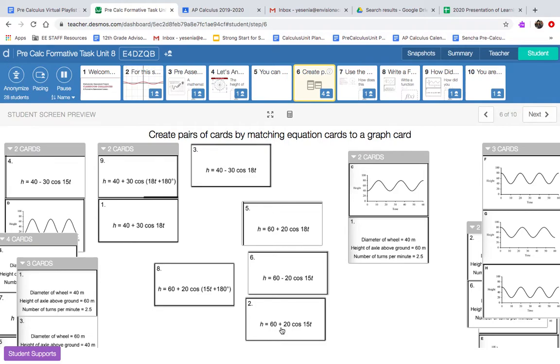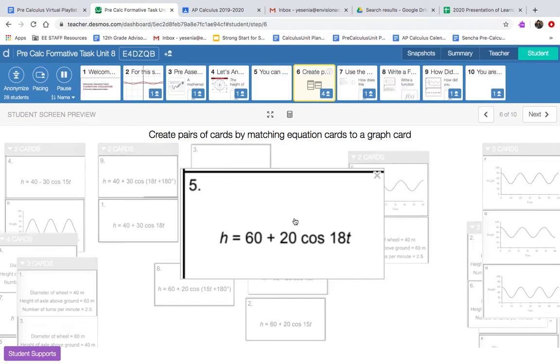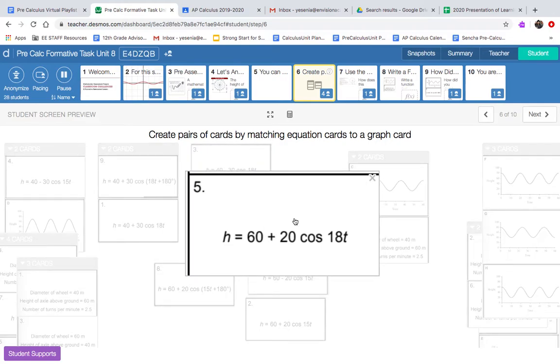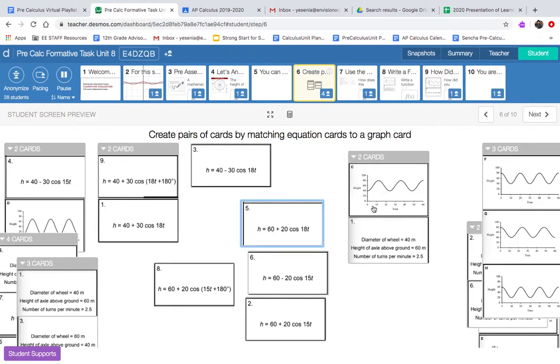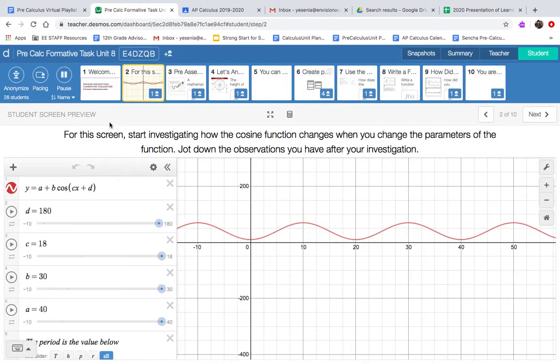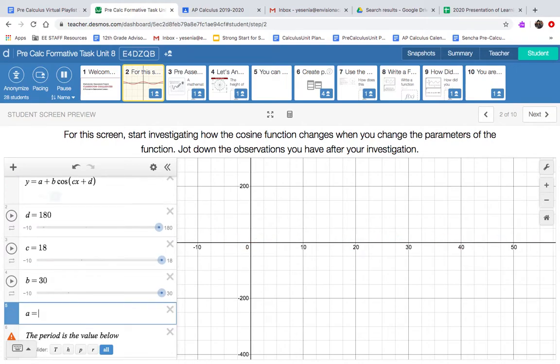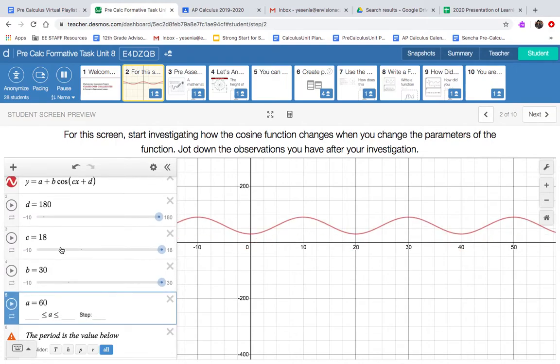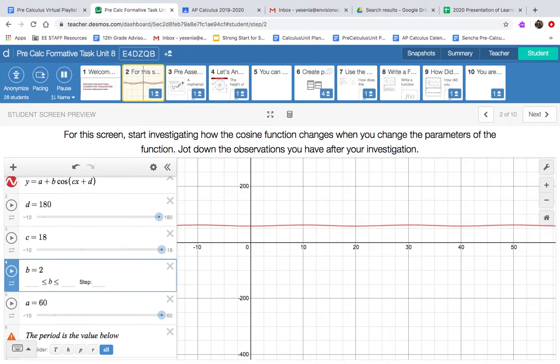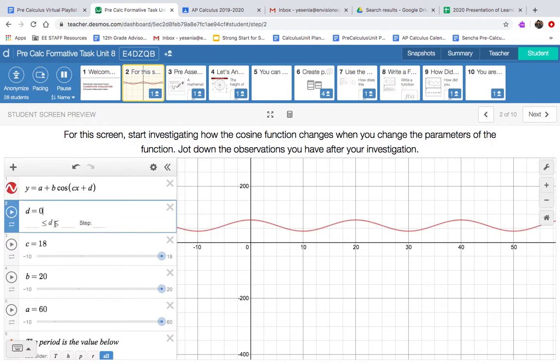So I'm going to try to test out, let's say, number 5. I'm going to write that down on a piece of paper just because when I switch over to Desmos, I'm going to forget what numbers I had. So let's test if 5 matches up to these two. So I'm going to go over to my Desmos and start testing. So I had 60 was A, 20 was my B, and then D was nothing, so put 0. And then C was 18, so that's good.